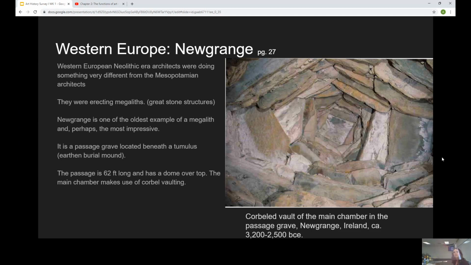It is a 62-foot long passageway that you can travel through, and it does have, like I said, a dome of dirt over top. So 62 feet long of these stones, and these stones are several tons. 62 feet long, just to bury some people. We'll talk about that in a second with Stonehenge. Those are also very large stones.